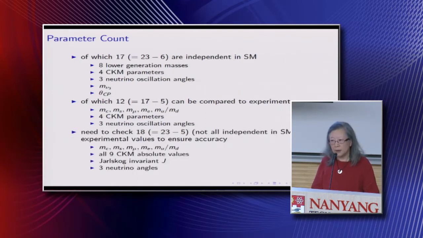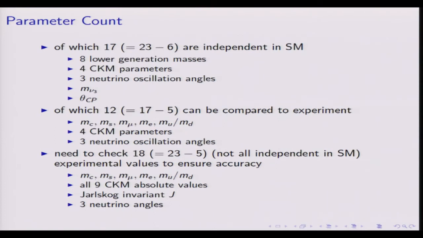However, if you remember, the CKM matrix has only four independent parameters, but because some of them are measured very accurately, some of them less, we actually need to check more. So we had to check 18 of them to make sure that the accuracy we can get matches those in the experiment.